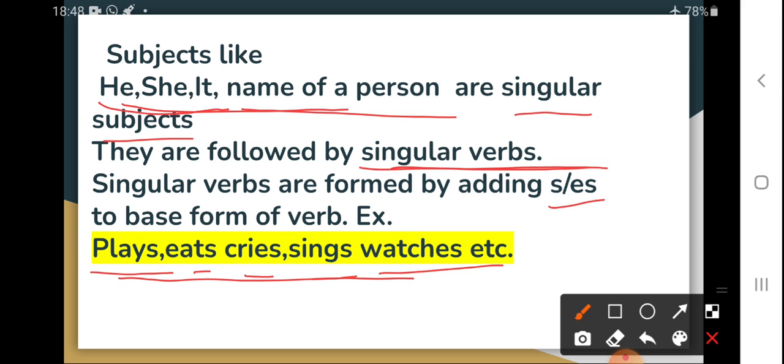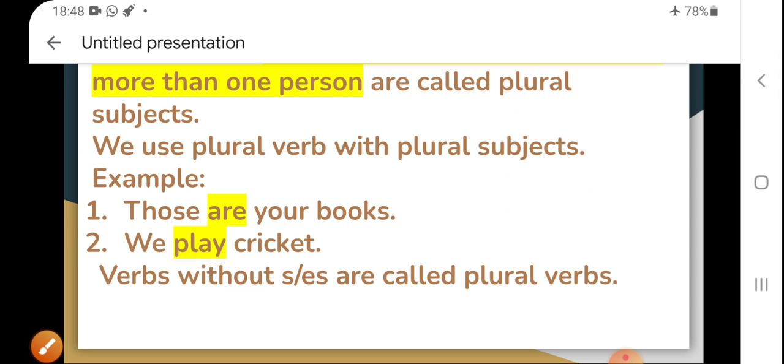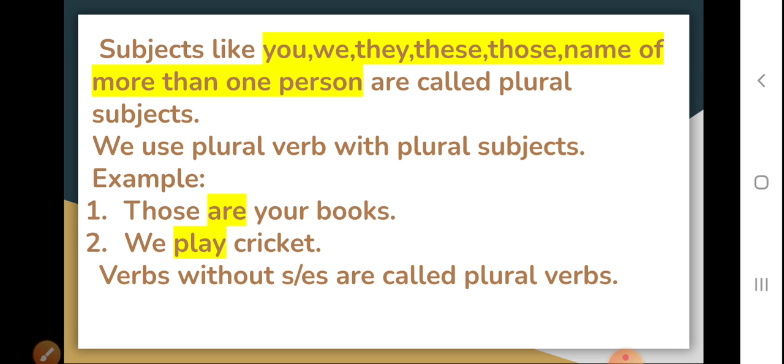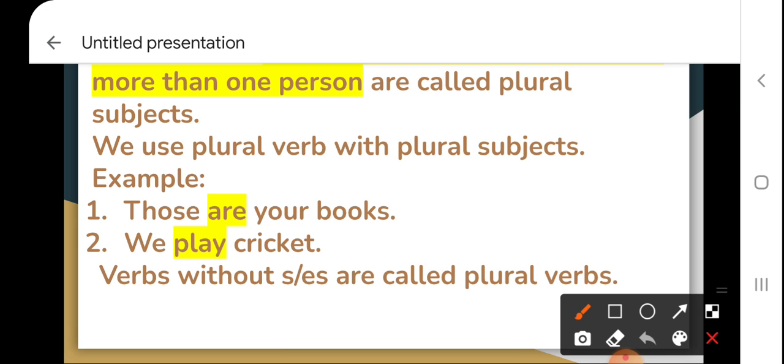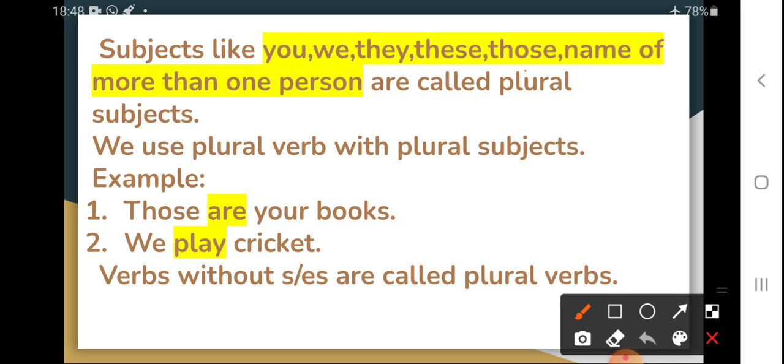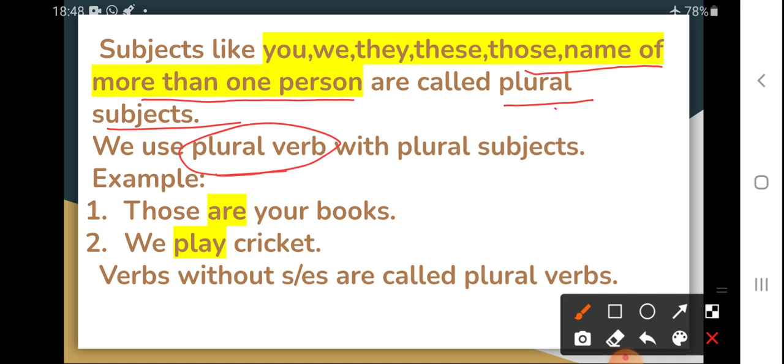Okay. Now see on the next page. What are plural subjects? Subjects like you, we, they, these, those, or the name of more than one person. ये सारे subjects हैं, these are all called plural subjects. And when the subject is plural, we will provide a plural verb. Okay. For example, you see those, talking about more than one people, plural verb, that is are. We, again talking about more than one, play.